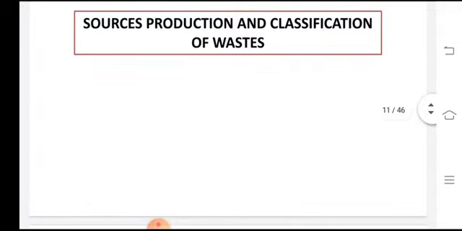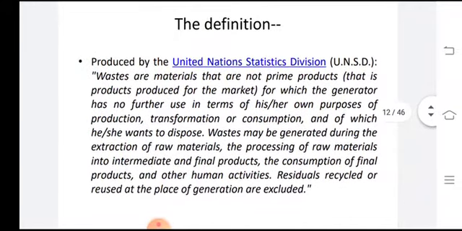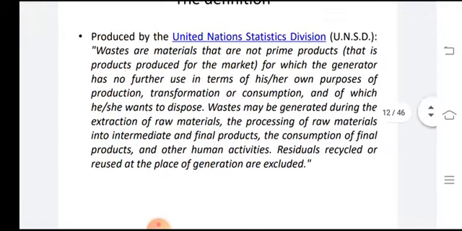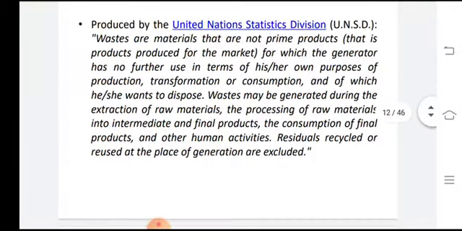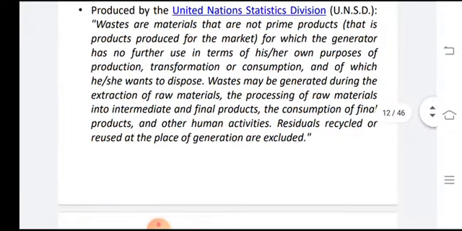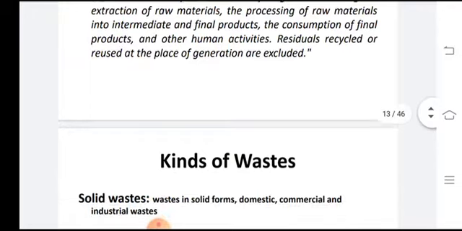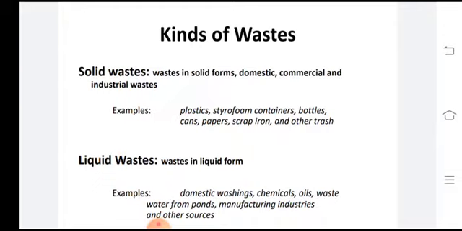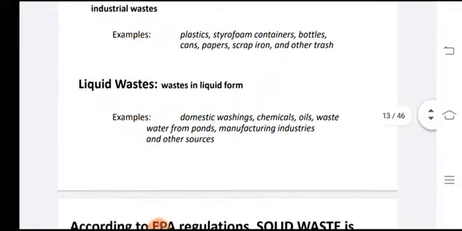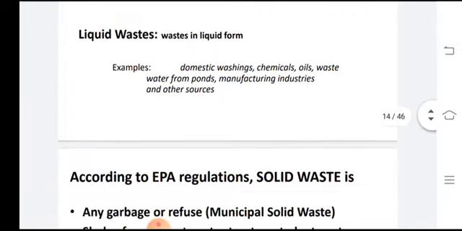Now we will talk about the sources which are producing the contamination, and then how we will be classifying the waste. And I think it's again quite understandable. This is the definition of waste: material that is not a prime product, and for which the generator has no further use in terms of next purpose, production, transformation or consumption. So it needs to be disposed. The residuals recycled or reused at the place of generation are excluded. These are solid waste in the form of domestic, commercial, industrial, plastic, styrofoam, containers, bottles, cans, papers. These are the examples. Liquid waste includes domestic washings, chemicals, oils.